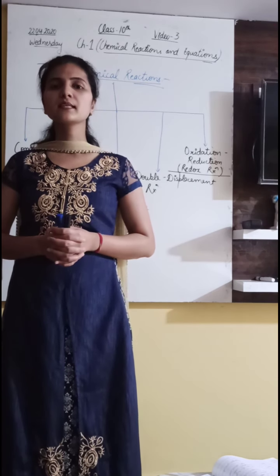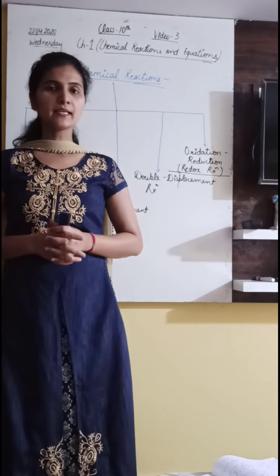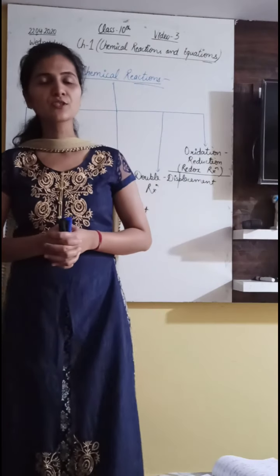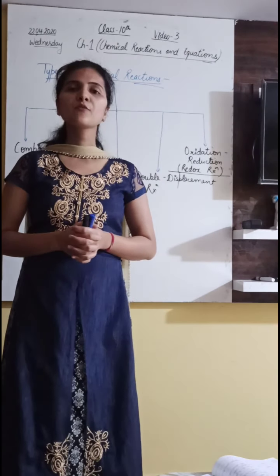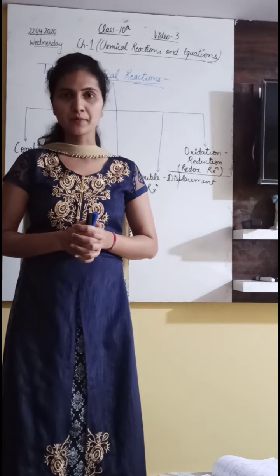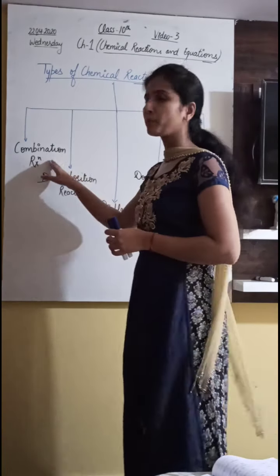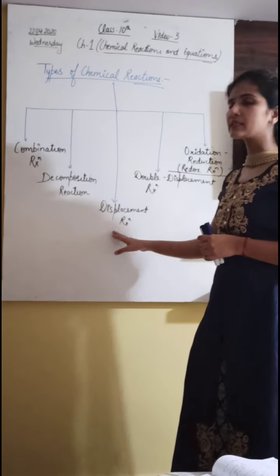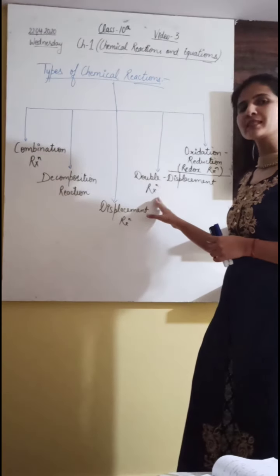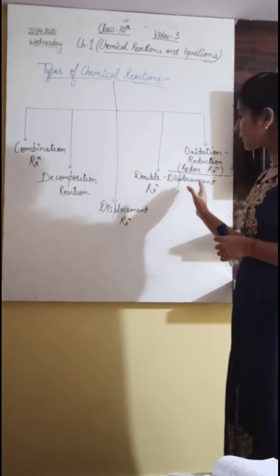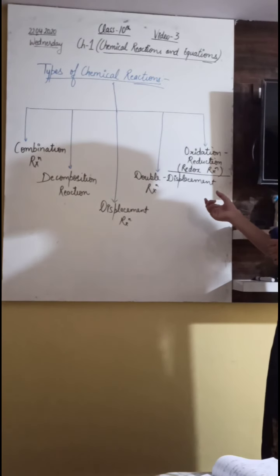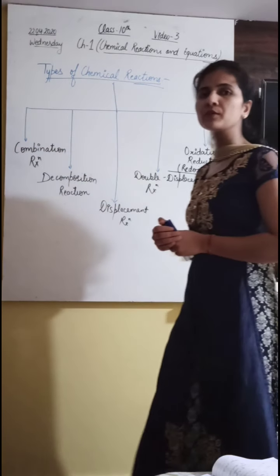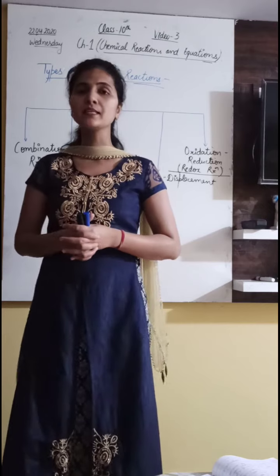Yes, now students, it's time to do our next topic, that is types of chemical reaction. Means how many types of chemical reactions are present. There are 5 types of chemical reactions. First one is combination reaction, second one is decomposition reaction, third one is displacement reaction, fourth one is double displacement reaction, and fifth one is oxidation reduction reaction, which can also be called redox reaction. So one by one we are going to do these reactions in detail.